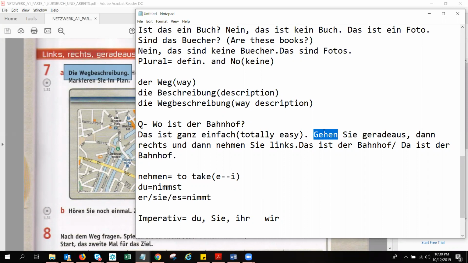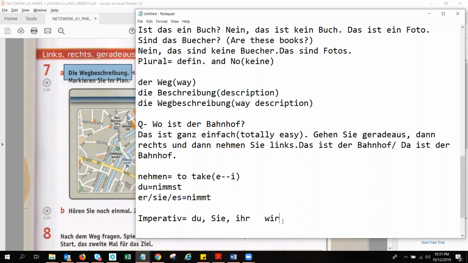So here you are suggesting him to go straight. Gehen Sie geradeaus. You go straight ahead, then right, and then left. So this is imperative, and with these only we have to use it, and there is no big difference. It's a very easy topic. On Monday I'll explain this, and definitely we'll do some practice sheet for this. Okay? Is there any doubt?